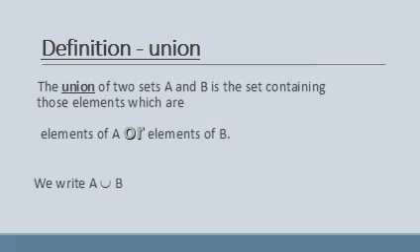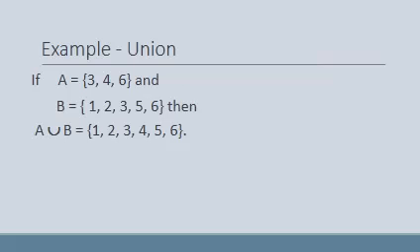Now let us talk about the union of two sets. When I say union, I mean elements of A or elements of B. It could be in A or it could be in B. So I write it as A union B. Example, if I have 3, 4, 6 in A, 1, 2, 3, 5, 6 in B, then A union B are all the elements together, 1, 2, 3, 4, 5, and 6 together.